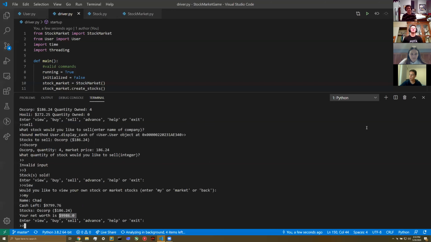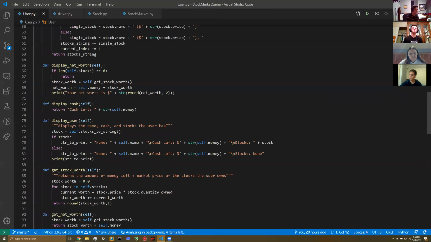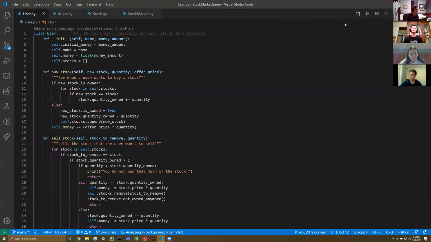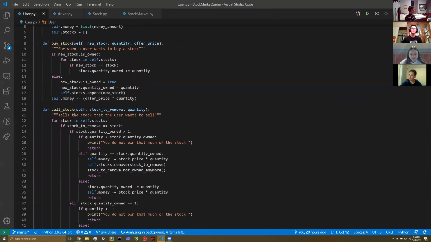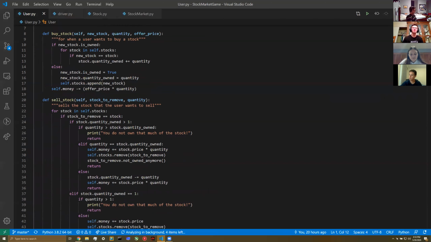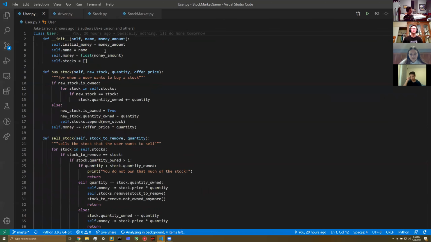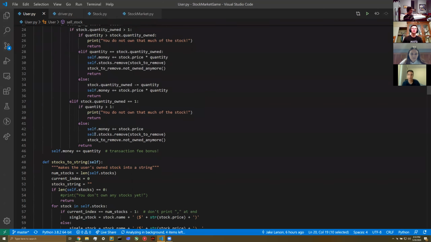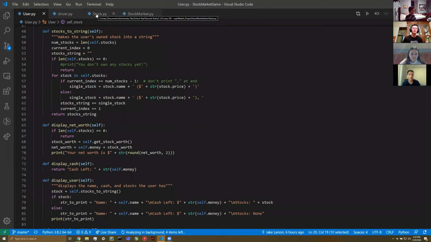So for the classes themselves, we just decided to make it into modules. The first one we'll talk about is user.py. This is what represents the character or the user who's playing it. So in this case, it was Chad. It'll tell us what stocks he's bought, the name, and the amount of cash he has left. And every time you buy stock or sell stock, it goes through this module. And that's about it for this module.